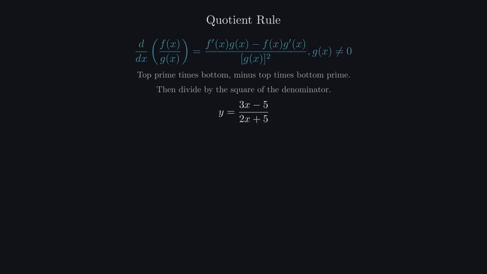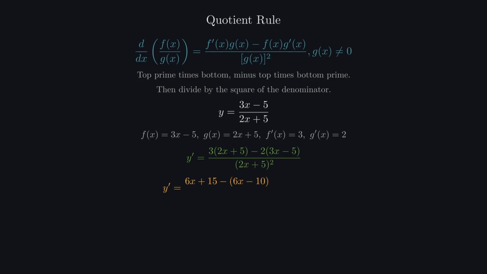For example, y equals 3x minus 5 over 2x plus 5. We take f of x equals 3x minus 5 and g of x equals 2x plus 5. Then f prime of x equals 3 and g prime of x equals 2. Using the quotient rule, we have y prime equals 3 multiplied by 2x plus 5 minus 3x minus 5 multiplied by 2, all over 2x plus 5 squared.